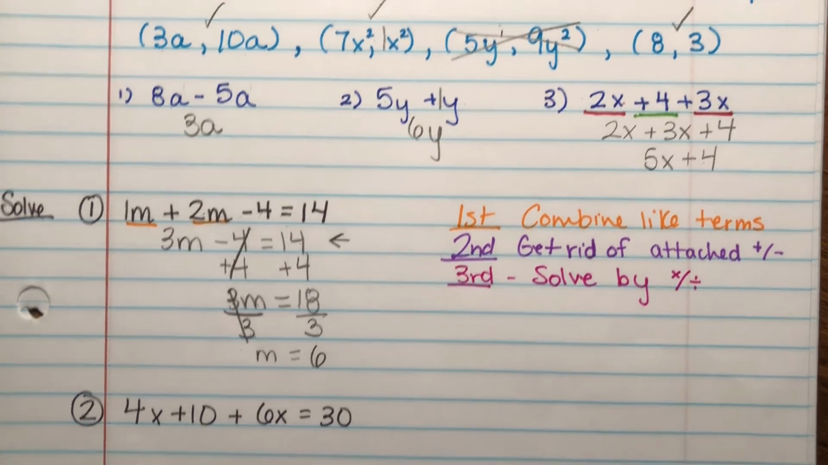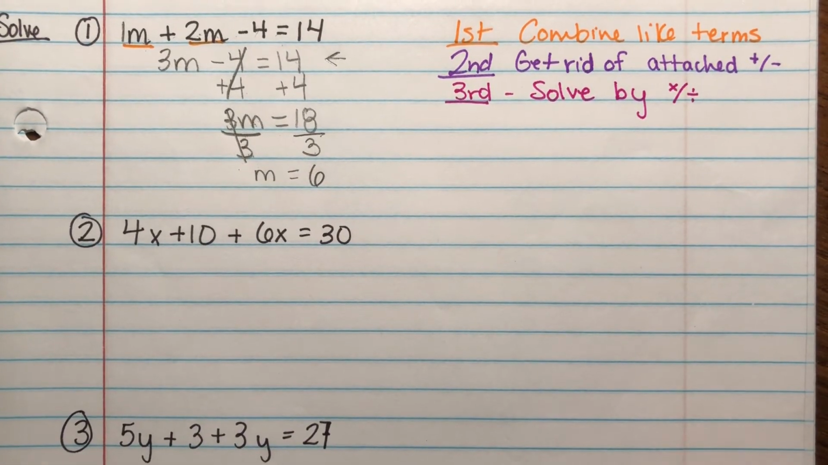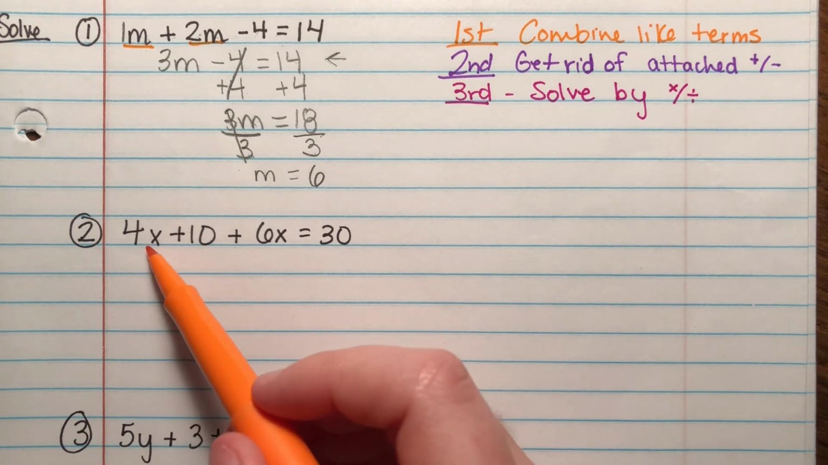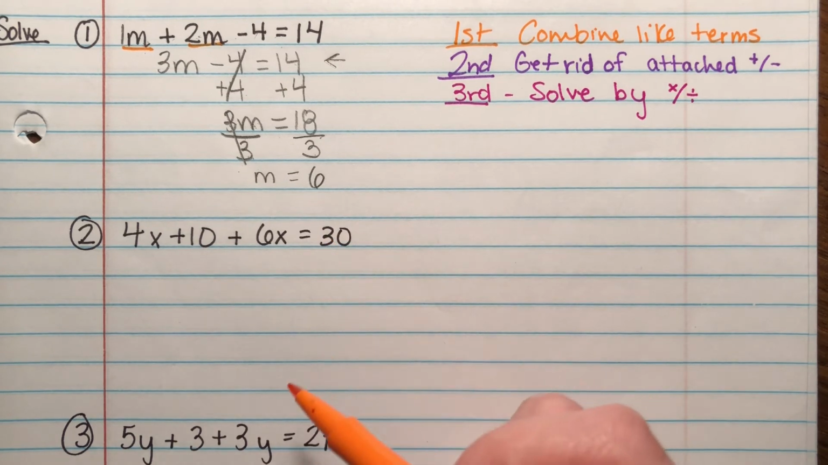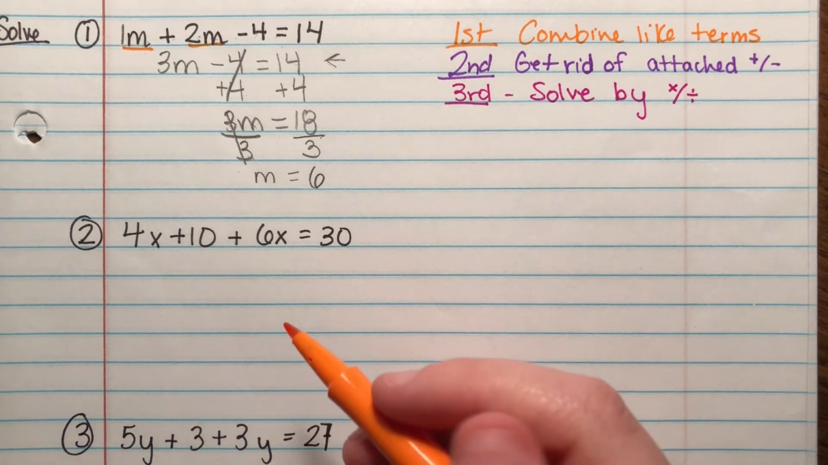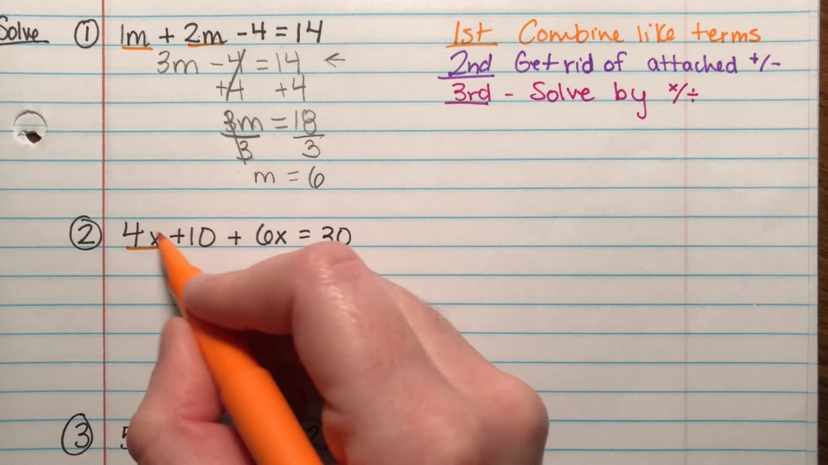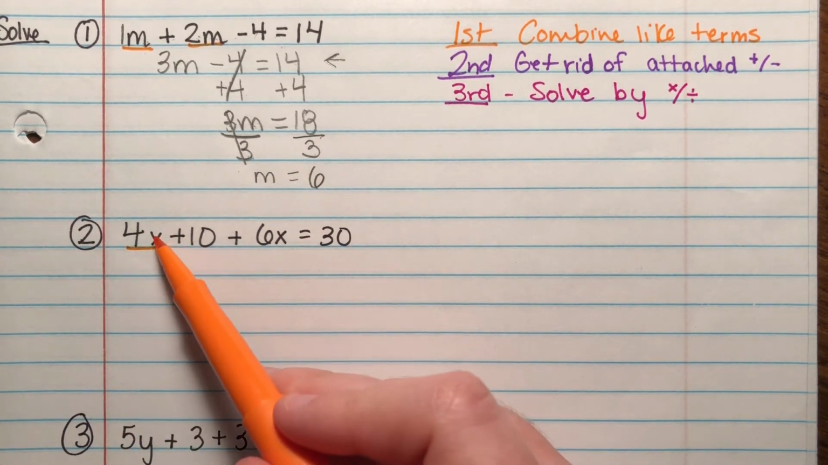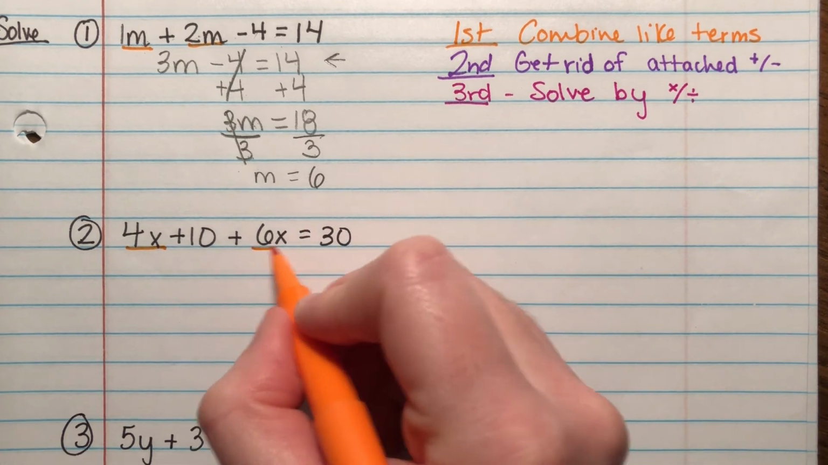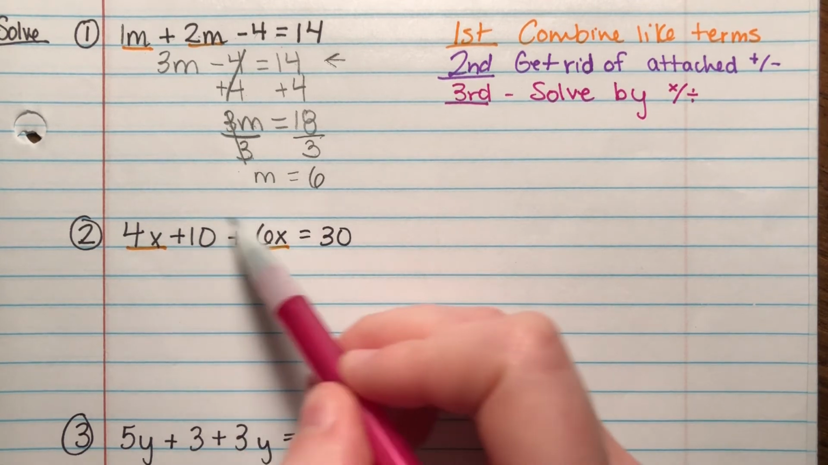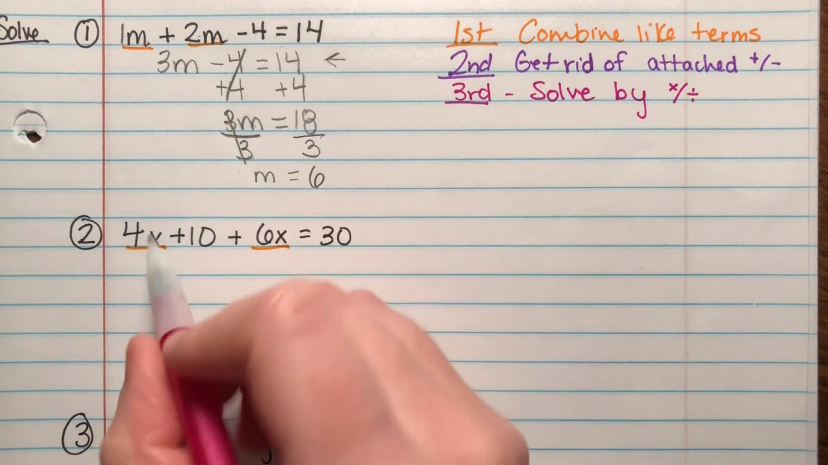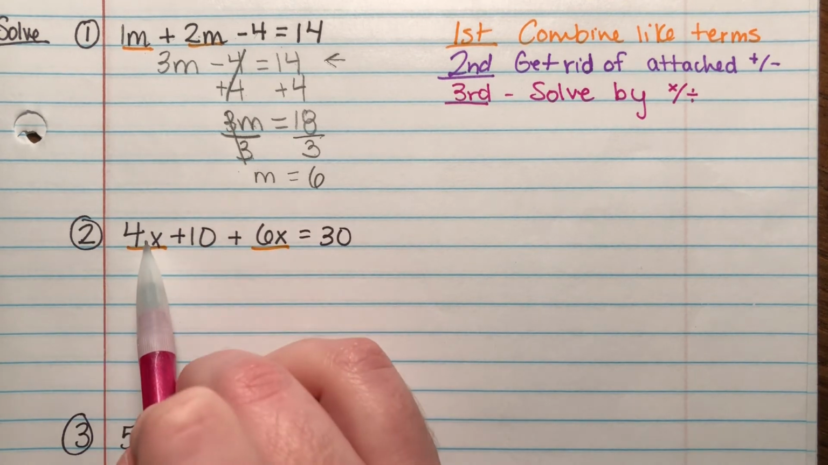All right, let's try another example. Remember, we're first combining like terms. So what are my like terms here? Well, I have a 4x, I have 10, and 6x all on this one side, and on this side I have a 30. So I need to think, do I have anything else in common with this 4x? So are there any other terms with an x in them? Yes, I have the 6x here. All right, now can I combine this 10 with anything over here? I can't. So I'm going to go ahead and combine 4x and 6x.